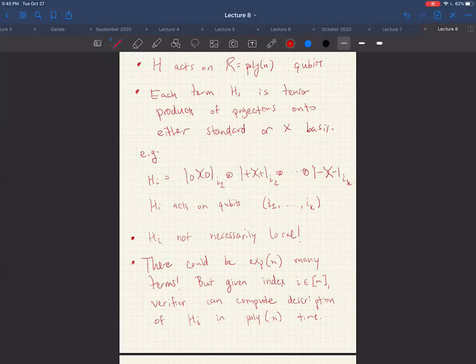Just to go back to the classical analogy, like 3-SAT: each of your clauses is forbidding exactly one assignment. It's saying there's one setting of the three variables in each clause that is forbidden. So that would be kind of the analog here. We're saying that there's one setting to those qubits that is forbidden. So I think maybe this could be correct, but I'll have to double check.